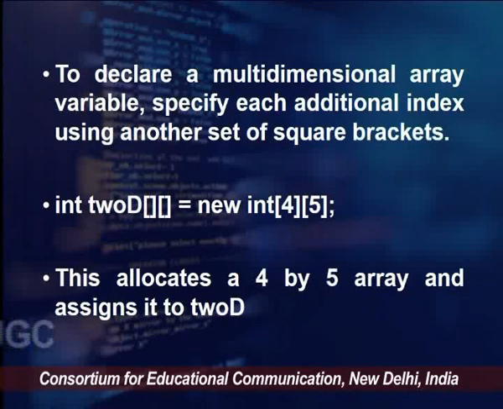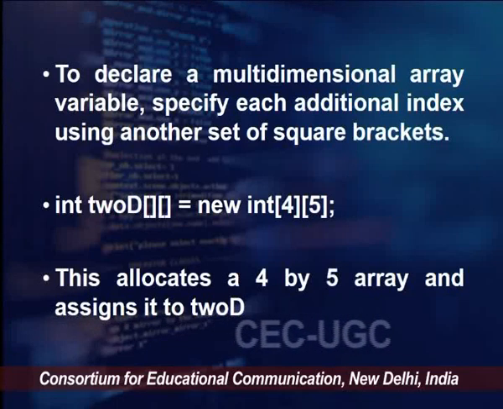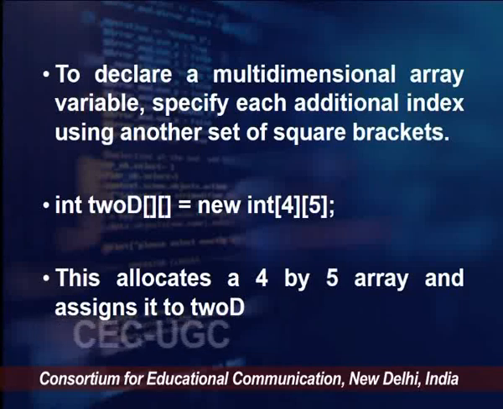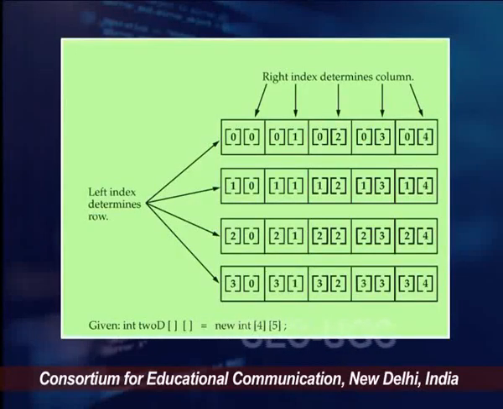This is going to declare a 4 by 5 array, and that 4 by 5 array is referred to here with the name 2D. Now how is this 4 by 5 array going to look? There are 4 rows: 0th row, first row, second row and third row, and 5 columns: column 0, column number 1, column number 2, column number 3, column number 4. I am sure that you are all familiar with this type of array. Here the left index determines the rows, so the left index is 0, 1, 2, 3 in all the rows.